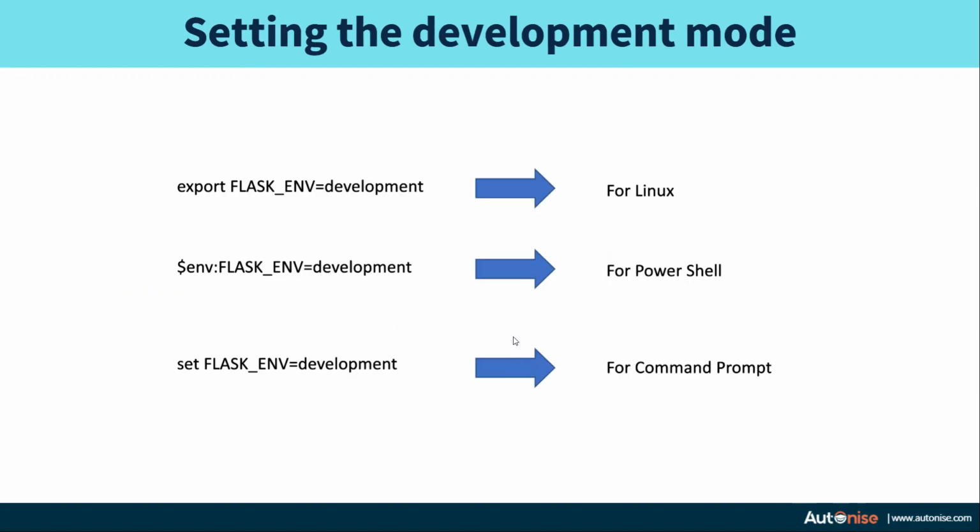If you want to set the development mode where you make any changes to the code and automatically your server will restart, you need to further add another environment variable inside your console or terminal. On Linux, you can do export FLASK_ENV=development. On PowerShell, similarly, $env:FLASK_ENV=development. Or on command prompt, you need to do set FLASK_ENV=development, and this will set your Flask in the development mode. Hence, your Flask will automatically restart every time you make some changes to the code and save it. This can come in handy during the development mode.